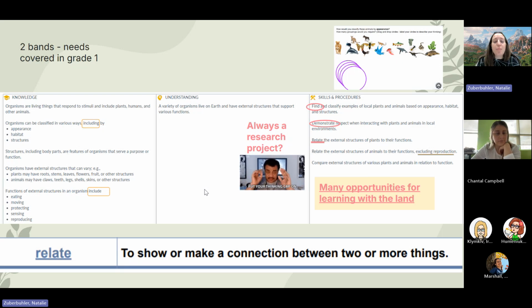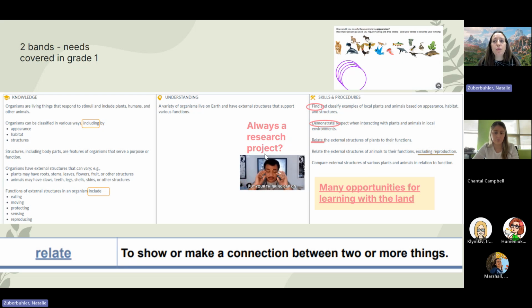Now, I put Neil deGrasse Tyson there. It says, is it always a research project? We have a tendency with living systems, when we're like, oh, plants and animals, let's do a research project. That's awesome if that's your English language arts and literature outcome, but nowhere in our skills and procedures does it say that we need to research. So just keep that in mind.